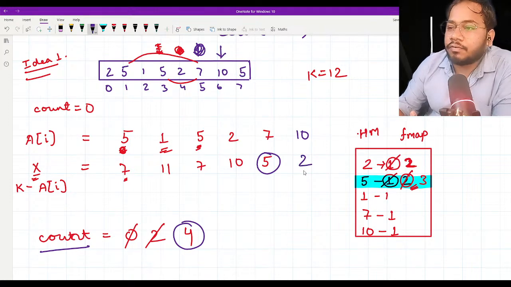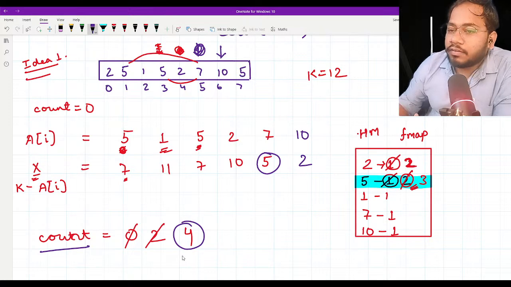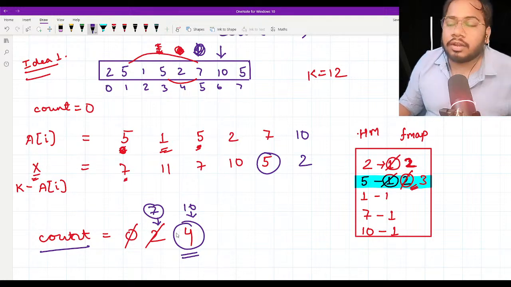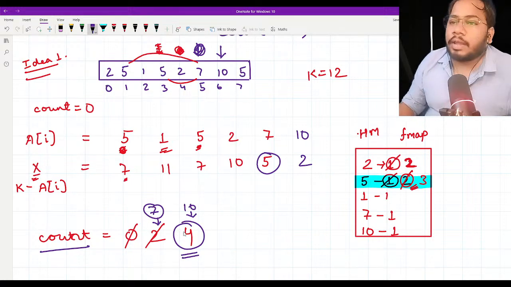We are checking for 2. When we are checking for 2, 2 is present twice, so the count became 4. For 7 it was 2, and for 10 it became 4. Okay, I understood. We have to do this one more time. Okay, that's okay. So now it is done.